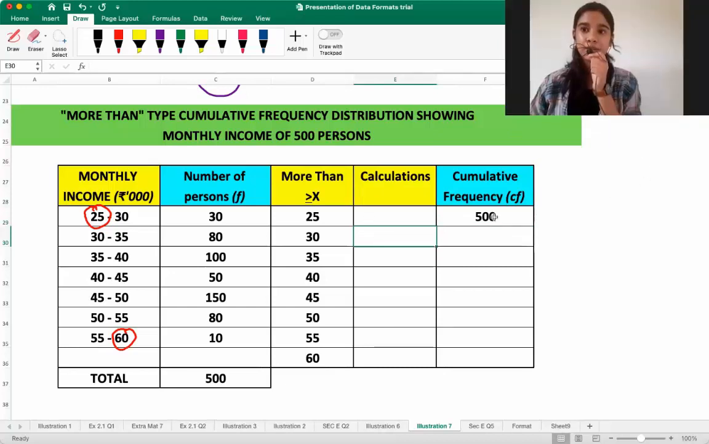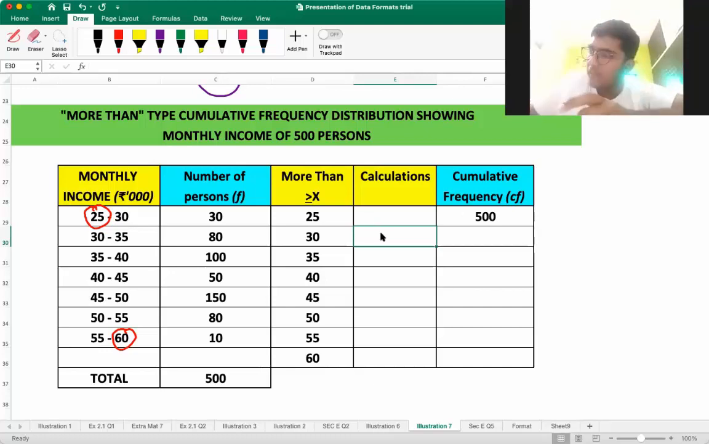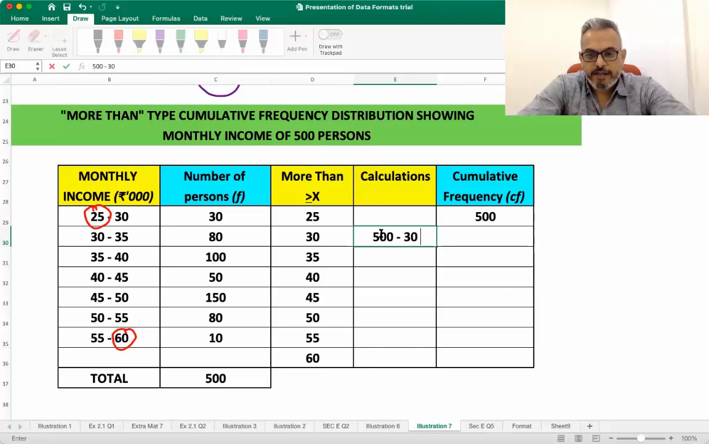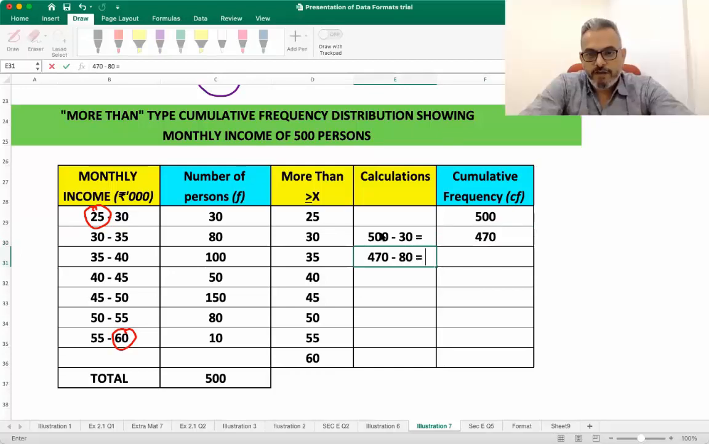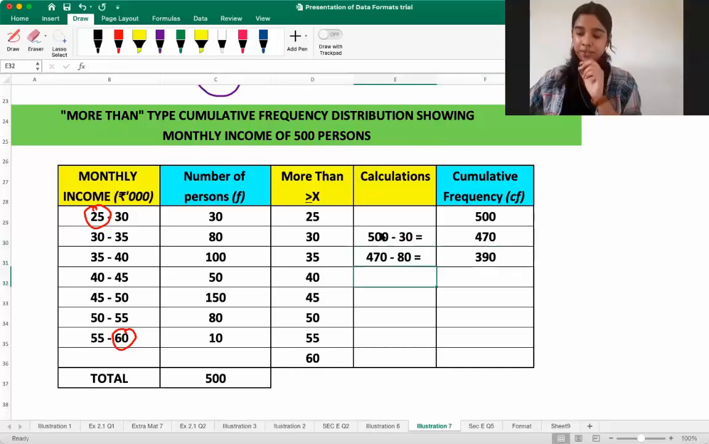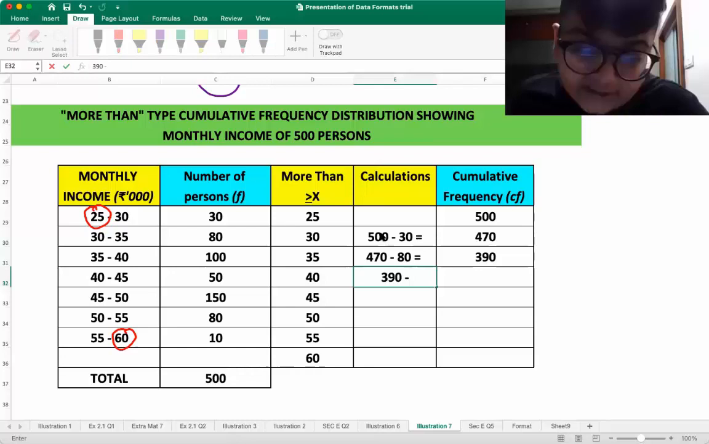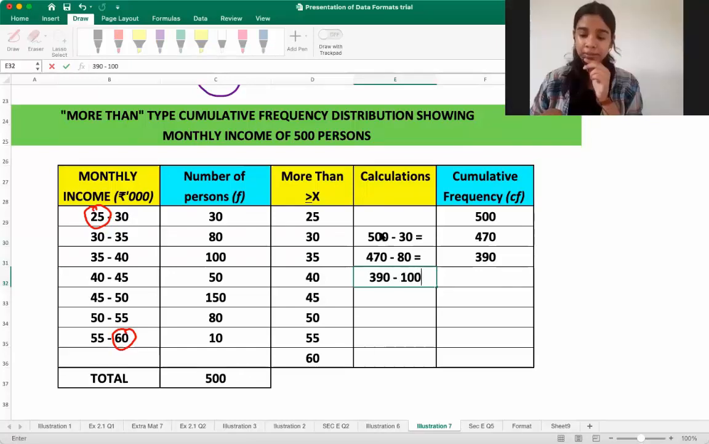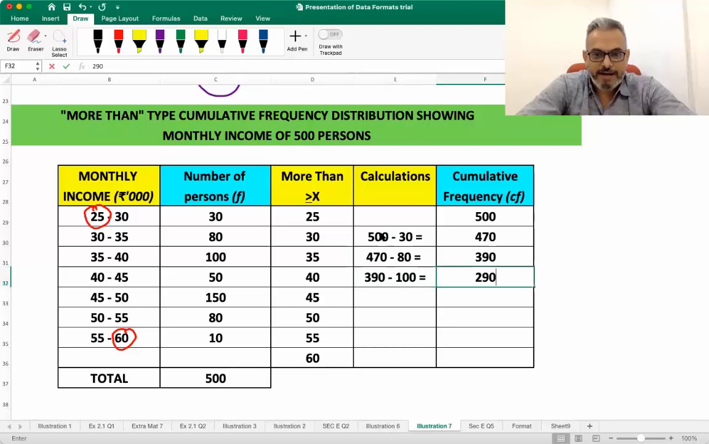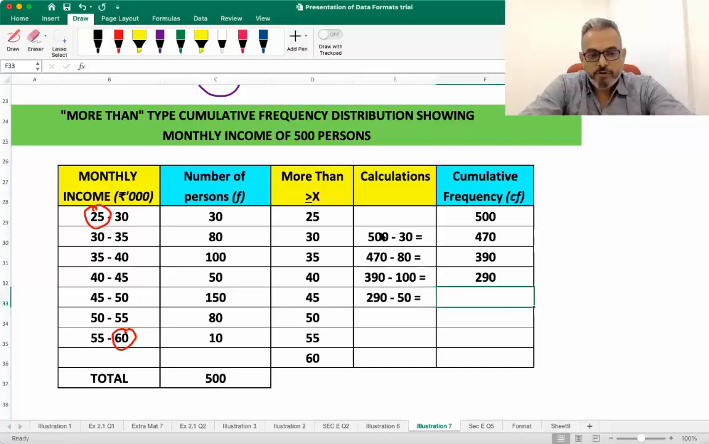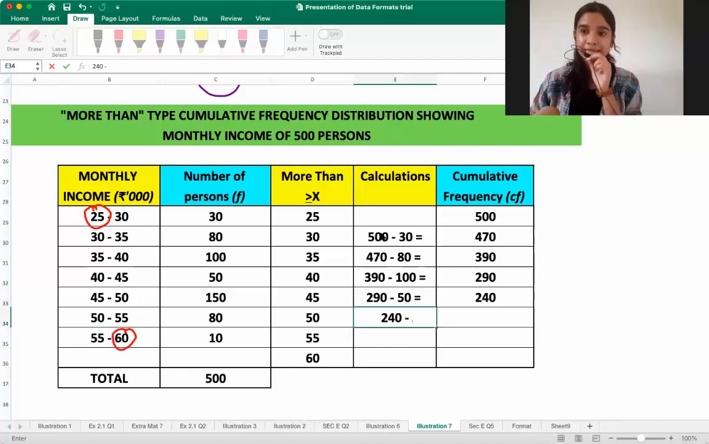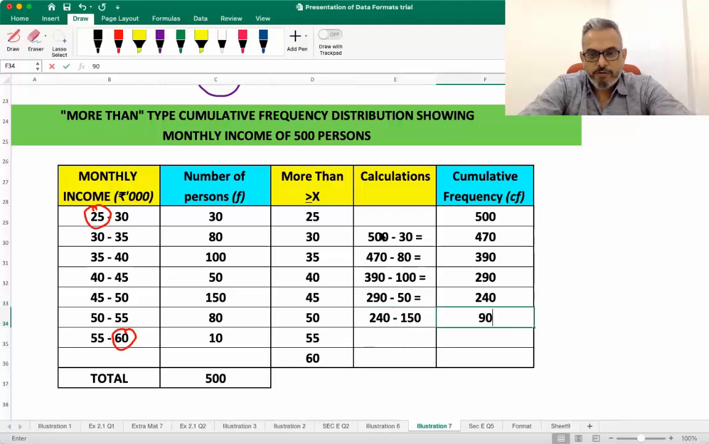Now second one, 470. 500 minus 30, which is equal to 470. फिर क्या किया? 470 minus 80, which is equal to 390. 390 minus 150, which is equal to 240. 240 minus 150, which is equal to 90.